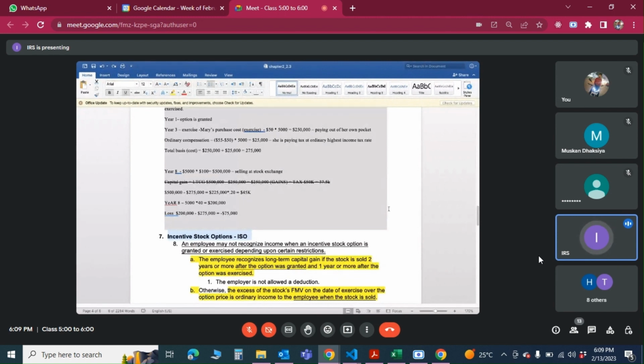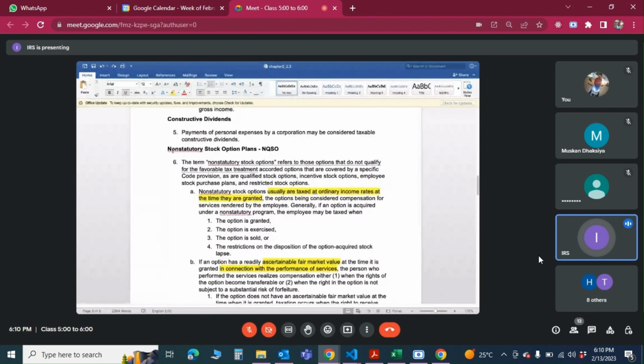There are a lot of conditions around it, who can be issued ISOs, who can be issued NQSOs. Let's not get into that right now because I don't want to confuse more. But what we need to understand is which one will have better tax treatment? Ayush, which one will have better tax treatment between this and this?